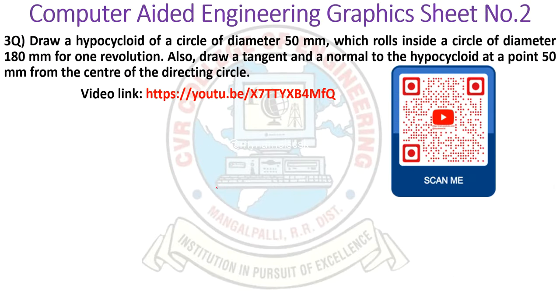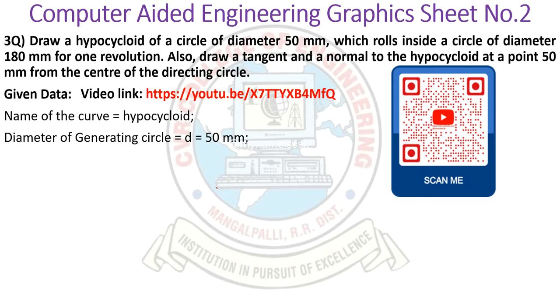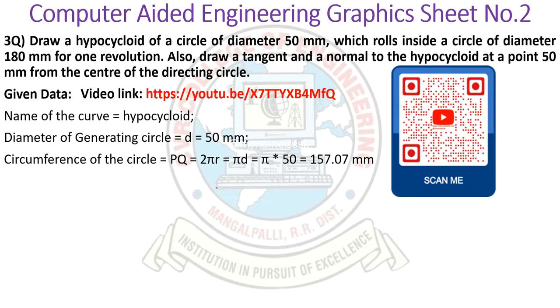So you have to know the given data. The name of the curve is hypocycloid, and the diameter of the generating circle is 50 mm. You have to calculate the circumference, which varies depending on the diameter. If the diameter is 50, you will get the circumference as 157.07 based on the formula pi d.